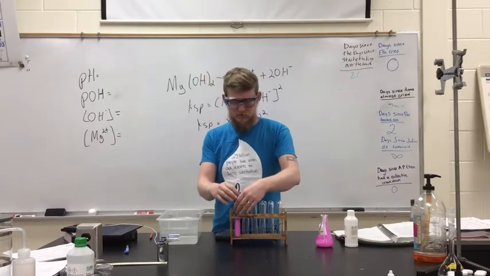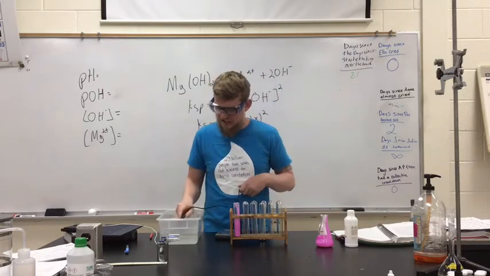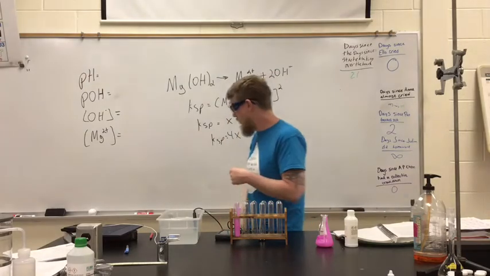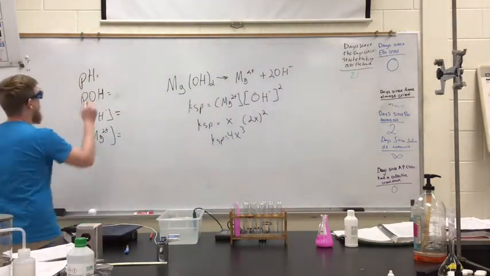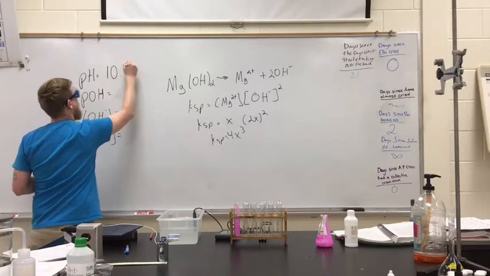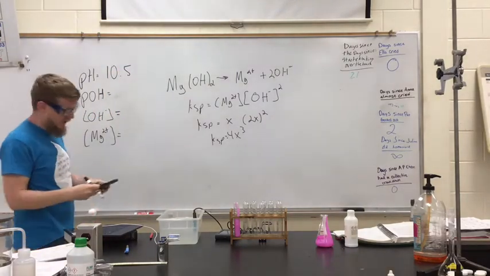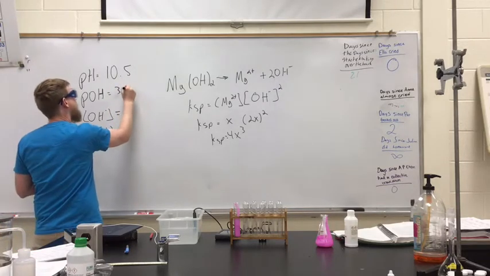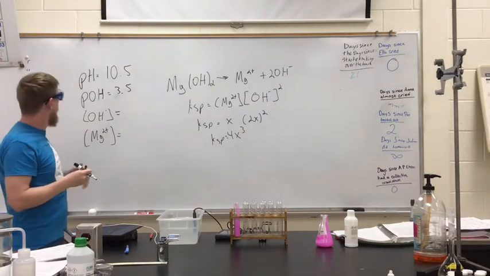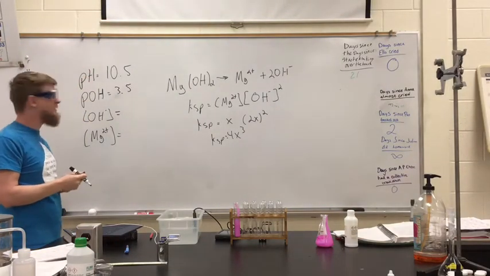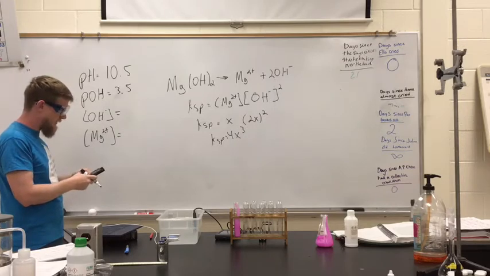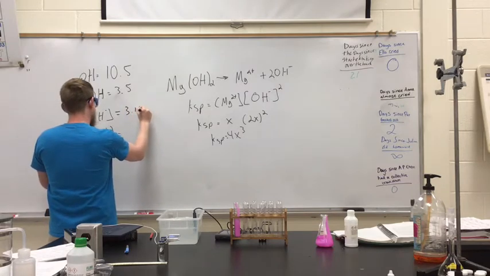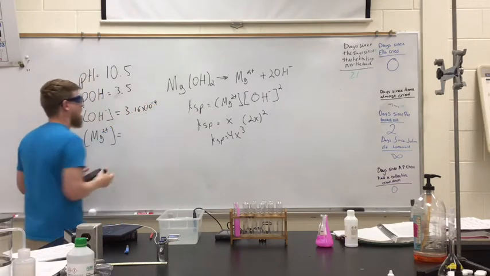Okay, so take my pH probe out. Let it get rinsed off here in our fresh rinse water. All right, and we're going to do the math that goes along. And we're at 10.5 for our pH. Okay. We go ahead and take our calculator, subtract that from 14, and we get 3.5 for our pOH. Right, then we're going to raise 10 to the negative 3.5, and we get our hydroxide concentration of 3.16 times 10 to the negative fourth.